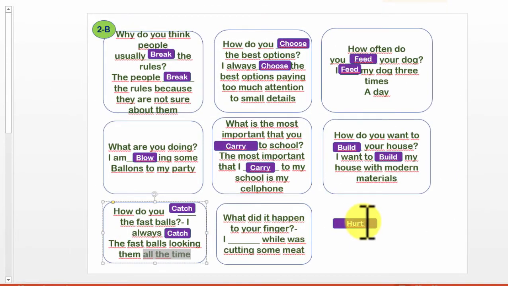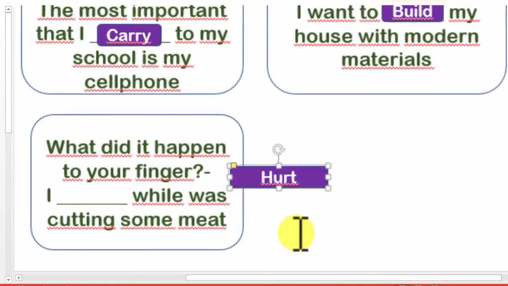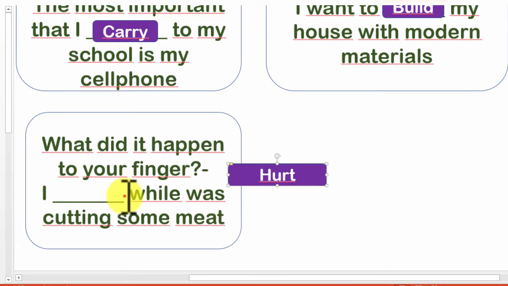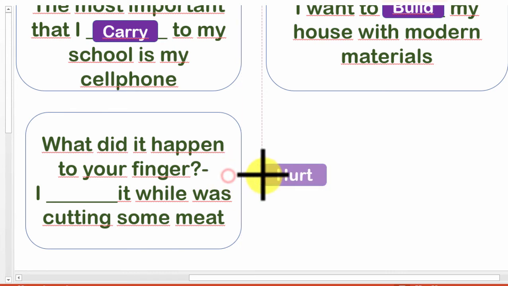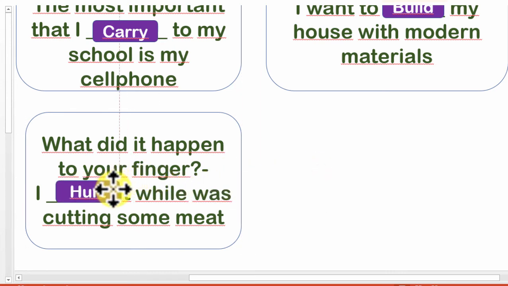What did happen to your finger? Recuerde que did es cuando vamos a preguntar algo que ya pasó, algo en pasado. I hurt it while I was cutting some meat. ¿Qué le pasó a tu dedo? Yo me lo herí mientras estaba cortando algo de carne.